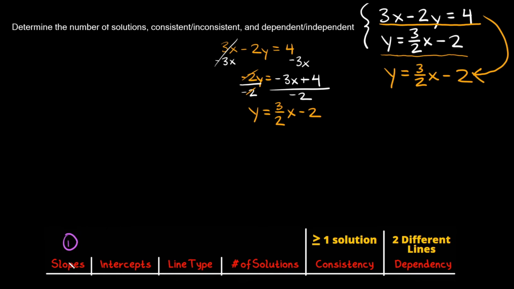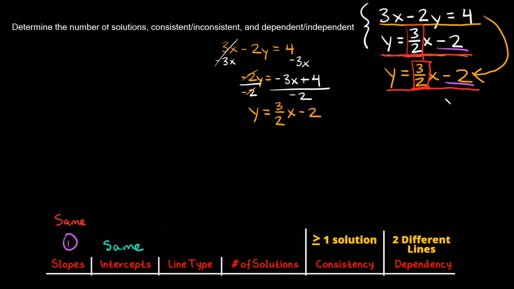So again, first step is figuring out the slopes, right? So do these two equations, this one and this one, do they have the same slope? Well, as you can see, they do, right? They both have 3/2 as their slope, okay? So they have the same slope, right? Now let's figure out the intercepts. Do they have the same intercept or different intercepts? Well, as you can see, they have the same intercepts, right? Negative 2 and negative 2. So these are also the same, okay?